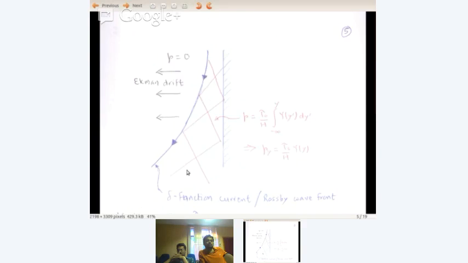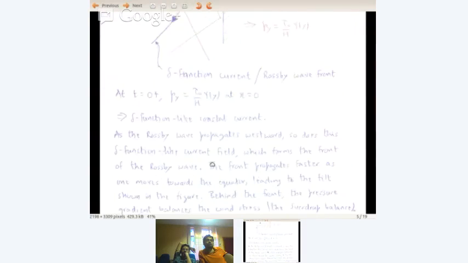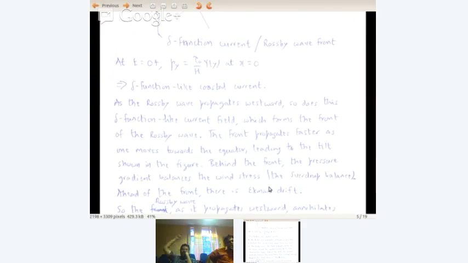So you have a meridional wind and it drives an Ekman drift, a zonal Ekman drift. Then you have this Rossby wave front behind which there is no current. It's a steady balance in which the pressure gradient balances the stress. This is basically a square root balance. Ahead of the front is the Ekman drift.